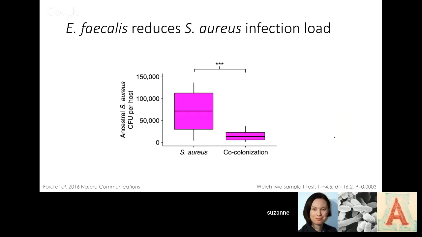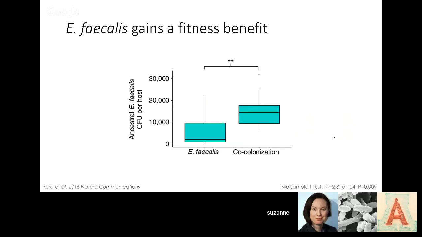And from previous studies, we've actually found that Enterococcus faecalis produces superoxides, and these are oxygen-free radicals, and these are in part responsible for this reduction in Staphylococcus fitness, and it acts to slow growth rate. So that's pretty cool. What's also really interesting in this system is that if you look at the infection load of the Enterococcus on its own and in the presence of the pathogen, you actually see that there's a fitness benefit in the presence of the pathogen. So this is really interesting.